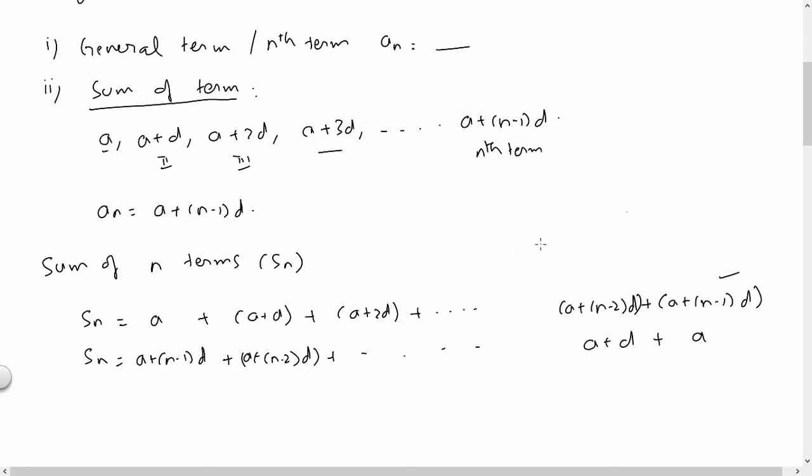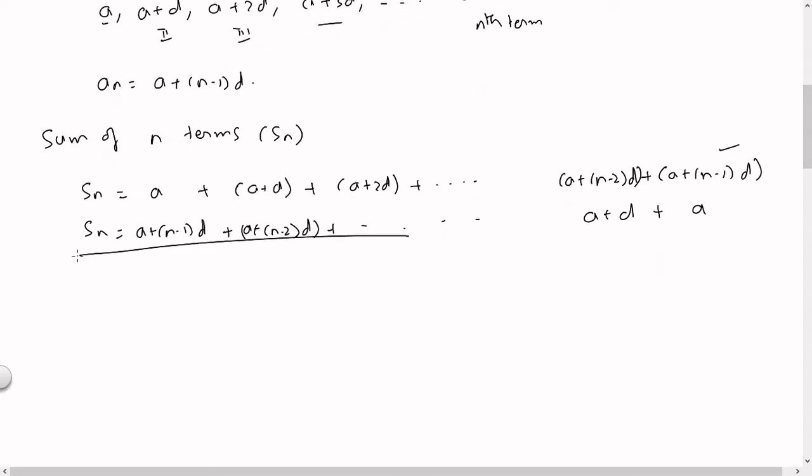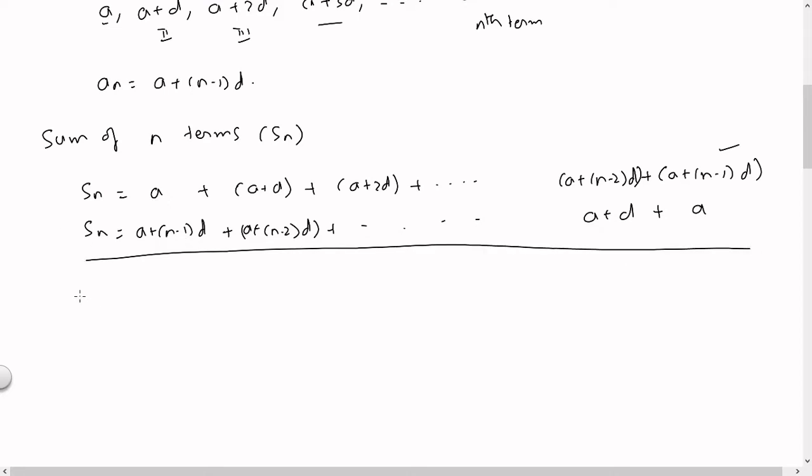Now let us add these two. So if we add these two, what do we get? 2Sn is equal to 2a plus n minus 1 into d. Next, here what do we get? A plus a, that is 2a, plus n minus 2d plus d. Next term we will get something, but let us see what is this term: 2a plus nd minus 2d plus d, that is nd minus d, which we can write as n minus 1 into d.